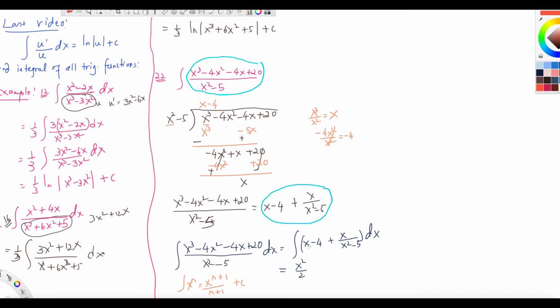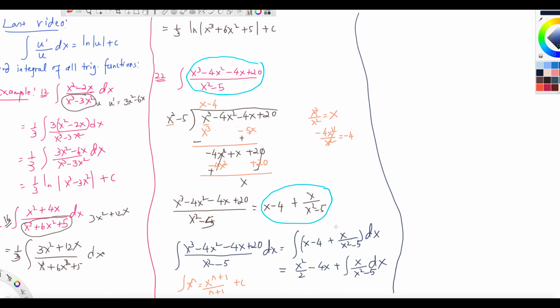Okay, so the integral of x is x squared over 2, minus the integral of 4, which is 4x, because the derivative of 4x is 4. The derivative of x squared over 2 is x, that's why we're doing that. And then plus, because I don't know the integral of this right now, I'm going to write x over x squared minus 5, and then dx. I will write plus c at the end. Okay, no worries for now.